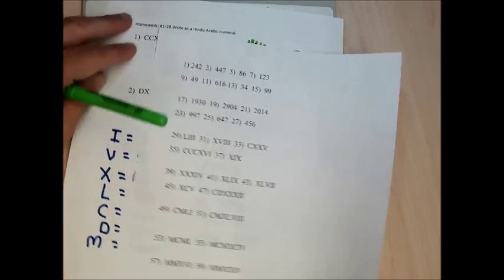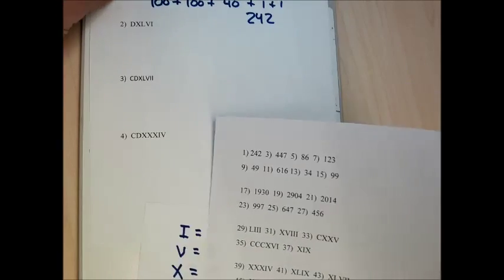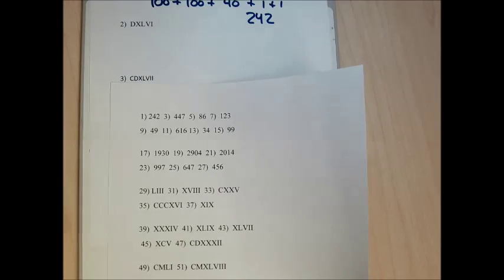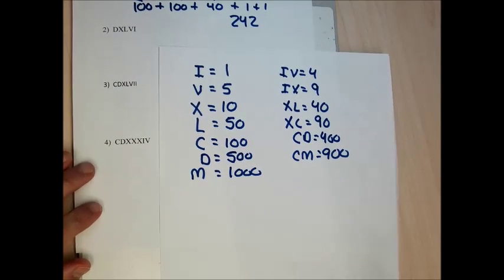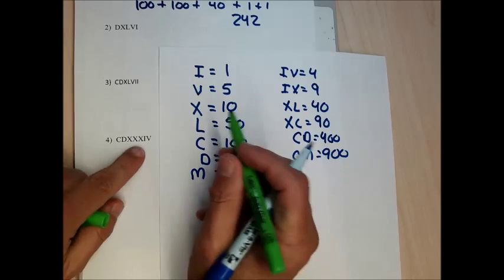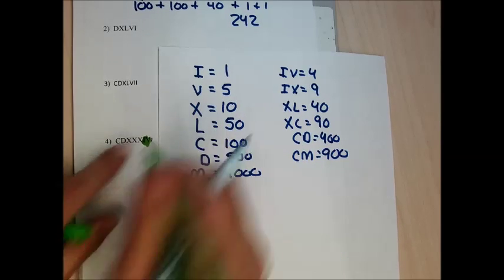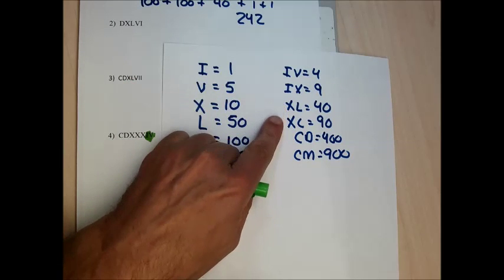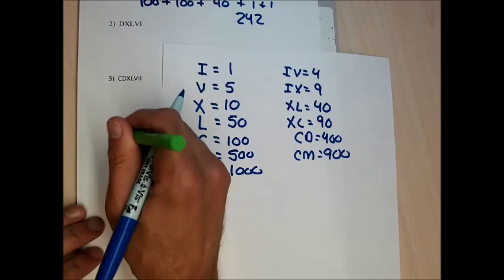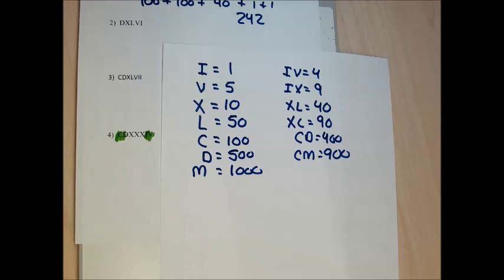I'm going to flash up problem 3 and let you give it a go. You should get 447. And I'm going to do problem 4. For problem 4, the terms that I need to keep grouped, I look for an IV. I see an IV, so I'm going to keep it together. I look for an IX. I don't see it. I don't see an XL. I don't see an XC. I do see a CD. I don't see a CM.